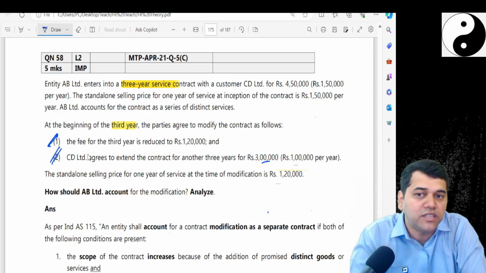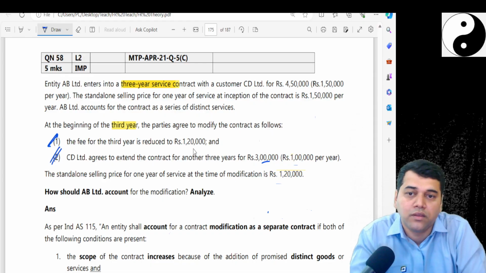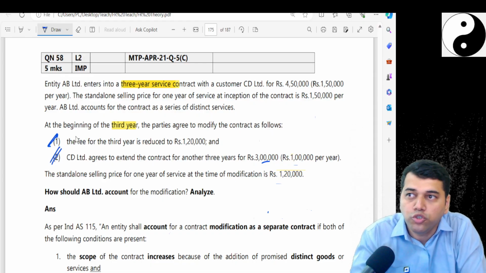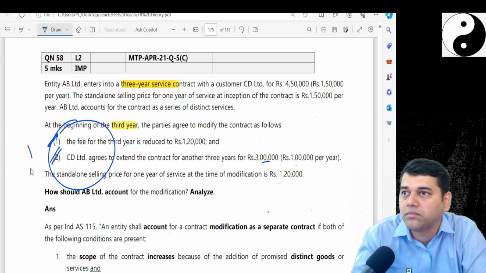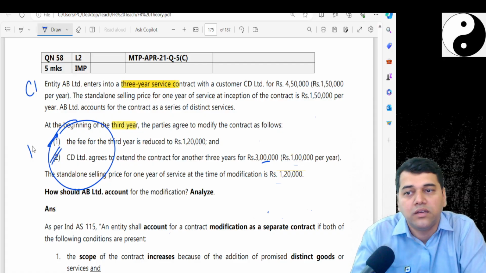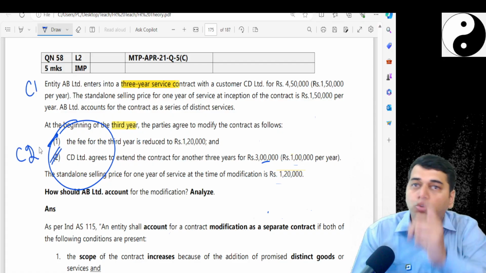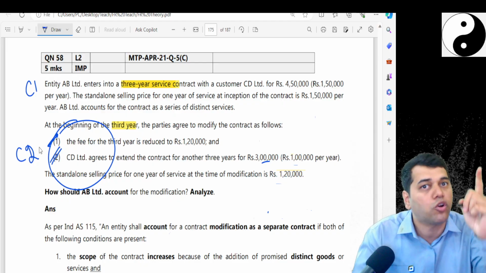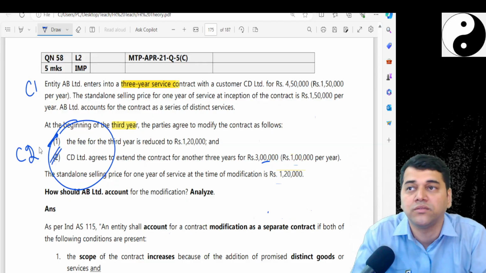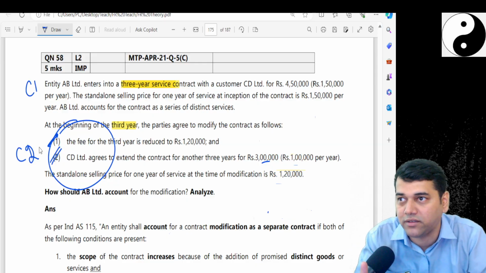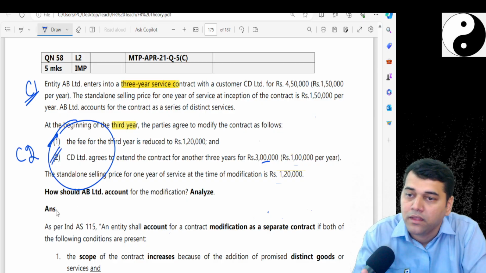Understand, since these 2 things they added here, now should you not evaluate both the things together because it is one amendment now? This is contract number 1, this is contract number 2, or do you have contract 1, contract 2 or contract 3? How many contracts are there as per this question? 2 contracts are there. This is contract 1, this is contract 2.